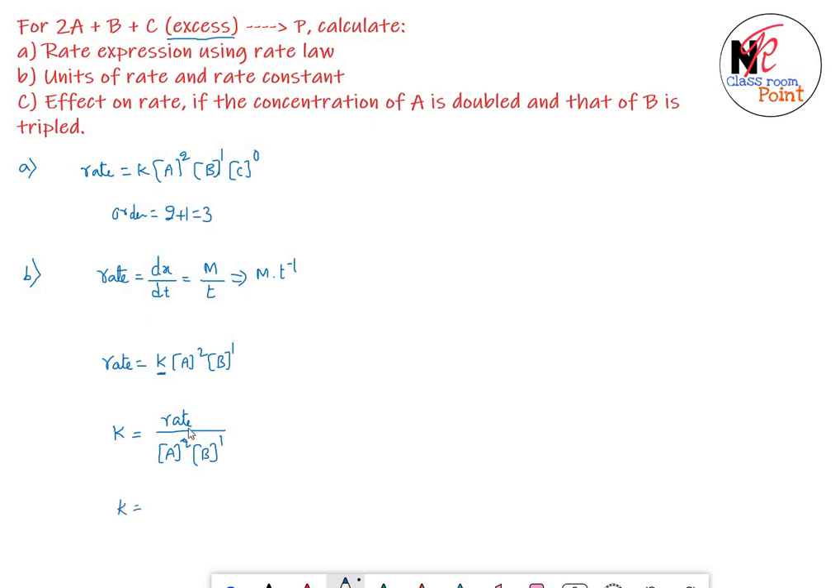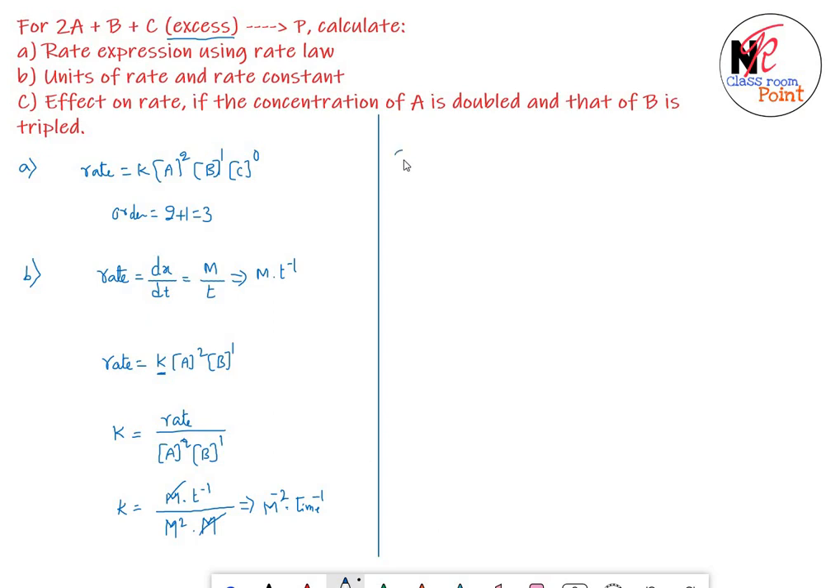So now K equals rate units, just now we calculated, that is molarity time power minus 1, divided by, here concentration is always molarity, so it is molarity square, and here it is one molarity because only one term is there. So molarity cancels out, and becomes molarity power minus 2. So units of rate constant are molarity power minus 2 into time power minus 1. These are the units of the rate constant.